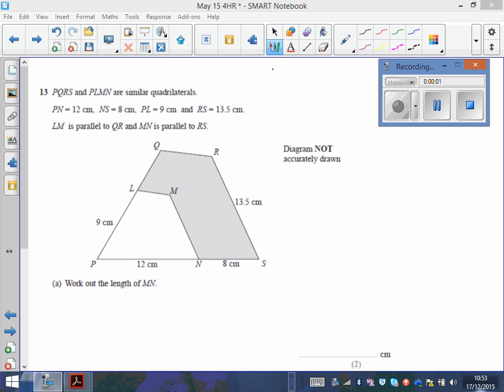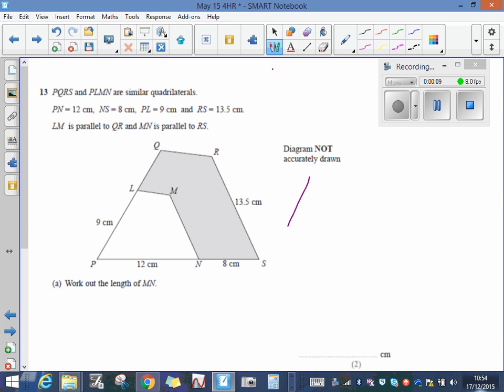We are told here that PQRS, the big one, and PLMN are similar quadrilaterals. Now, it sometimes helps to draw them separately. So here is the smaller one. They're not actually trapeziums, to make sure you don't think that they are. And here's the bigger one.